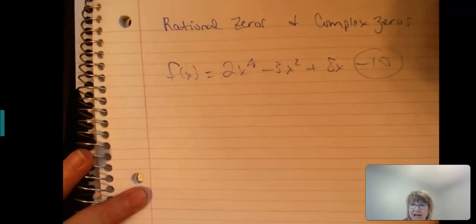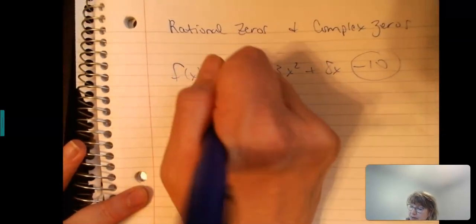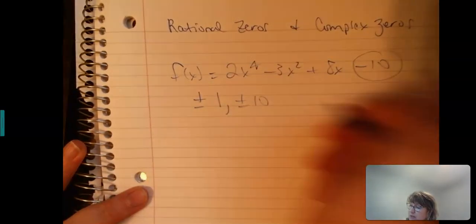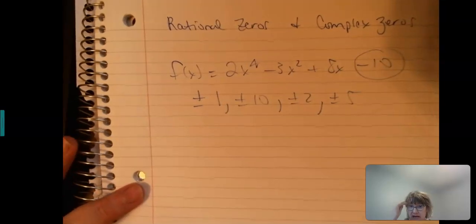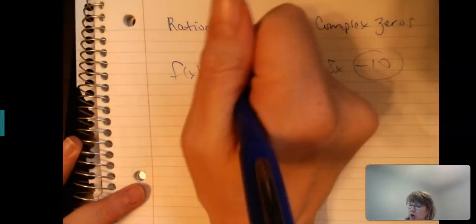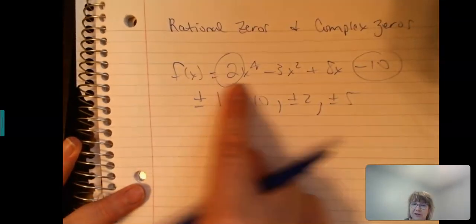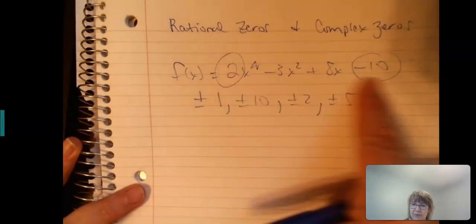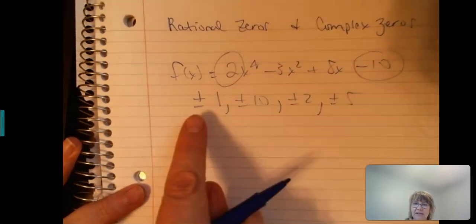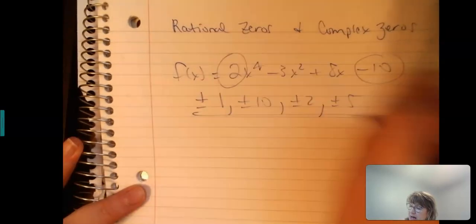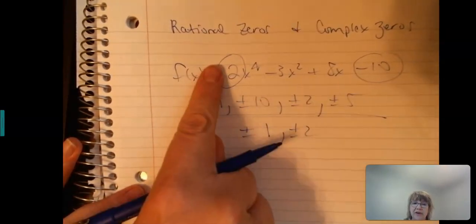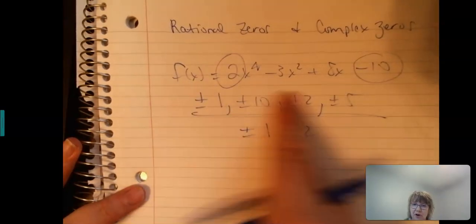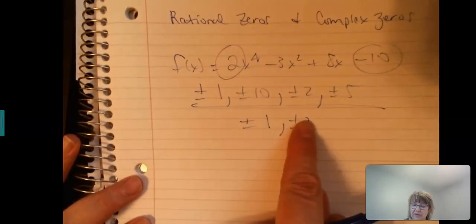Is you take all the factors of the last, so plus or minus 1, plus or minus 10, what else? Plus or minus 2, plus or minus 5, okay? And you divide it by all the factors of the leading coefficient. This has to be in order from high power to low. Okay, so this is a constant. And then divided by plus or minus 1, plus or minus 2, because those are the factors of the first. So the last shall be first. All the factors of the last, all of the factors of the first.